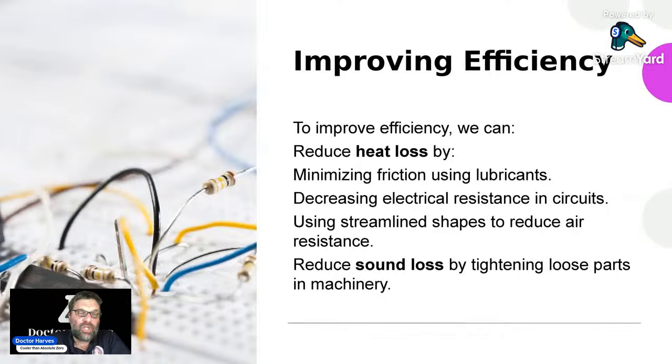Okay, so you might also be asked, more in the merit and excellence questions, I've got an inefficient system, how can I make it more efficient? So you can reduce heat loss, say if it's a machine, by using lubricants to minimize friction. I can hear my class of boys now. Or decreasing electrical resistance in circuits, using streamlined shapes to reduce air resistance, or reducing sound loss by, say, tightening loose parts on machinery. And those are ways that you can improve efficiency. So that's probably more your deeper thinking, your merit and excellence questions.